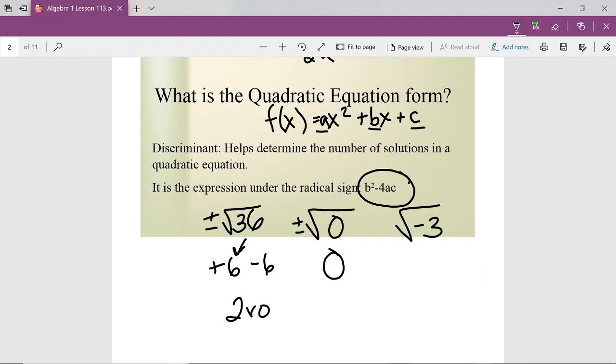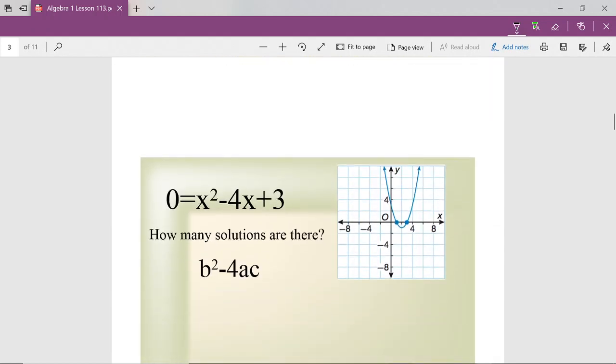So we have two roots, we have one root, and then as you can imagine, we have 0 roots with this last one because this ends up being not a real number. It's imaginary. So we have an imaginary number there because we can't take the square root of negative 3, meaning that in our real number system with those quadratics, we have 0 roots. And this is what we're looking for with our discriminant.